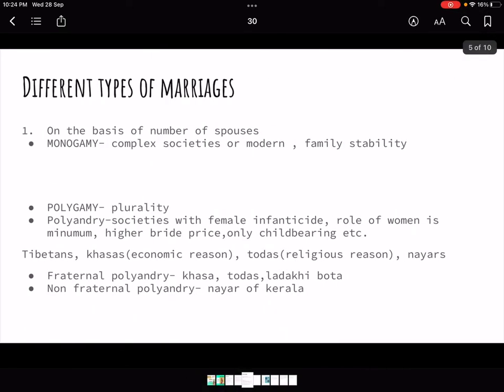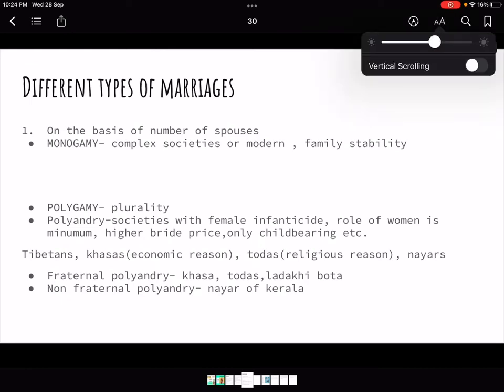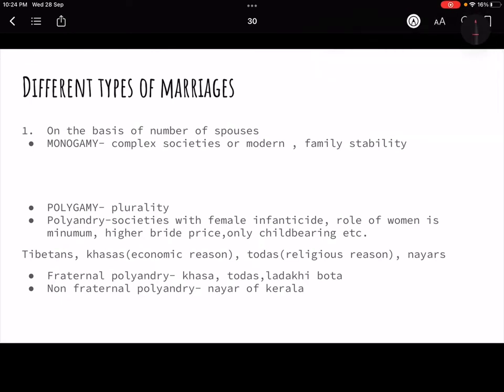Yeah. So now if the different types of marriages come, we can also include hypergamy and hypogamy in that. Even though those could be put into these categories, right?